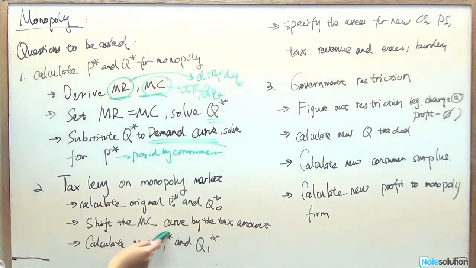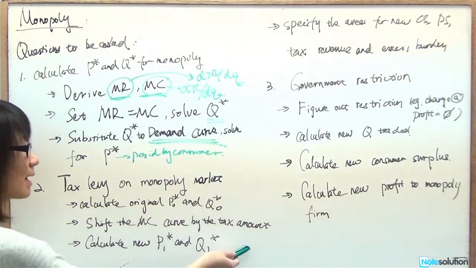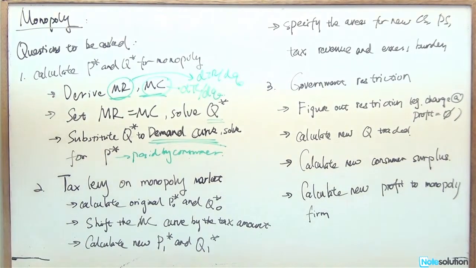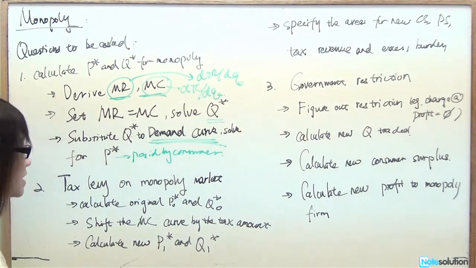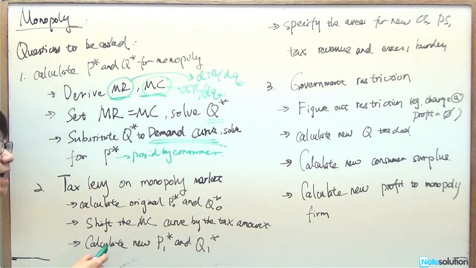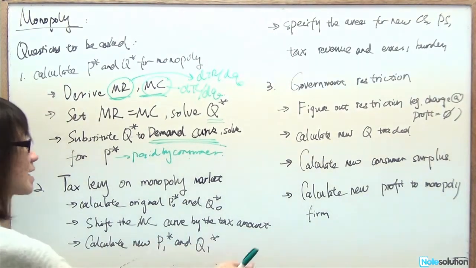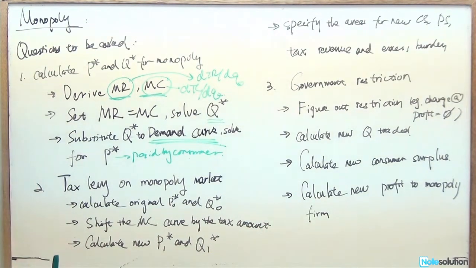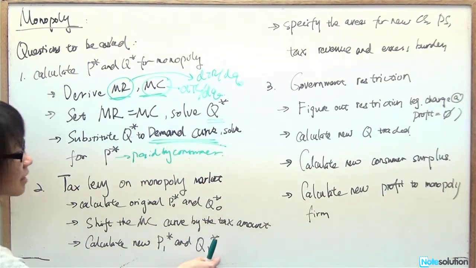Remember, no matter whether the tax is on the supplier side or the consumer side, we always shift the marginal cost curve because it's always easier for us to calculate the numbers. If you want to shift the demand curve, you have to shift both the demand curve and the marginal revenue curve, so it's very easy to make mistakes by shifting the demand side. That's why we always shift the supply side, because the final result of shifting the supply curve or the demand curve will be exactly the same. The third step is to calculate the new P1 star and Q1 star.